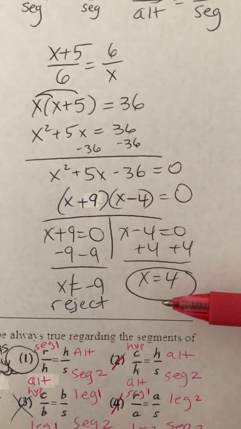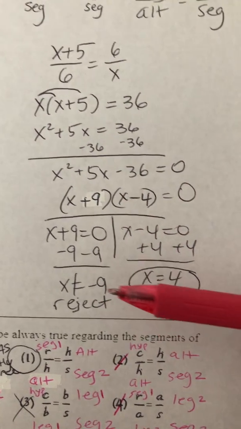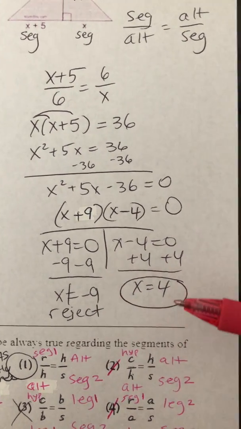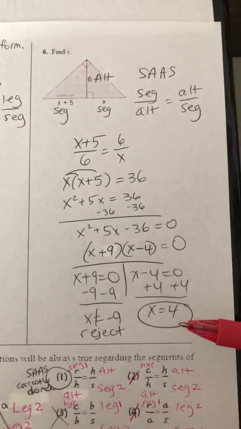Otherwise, we factor and get X is 4, X equals negative 9. We reject the negative number because you're not going to have a negative length. X is 4 is the right answer.